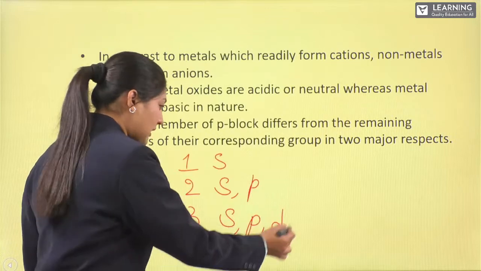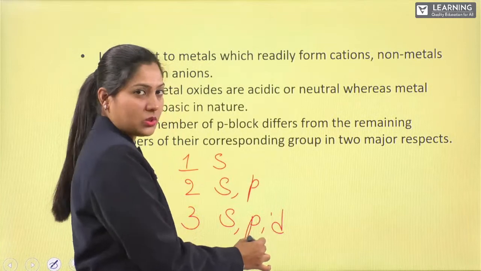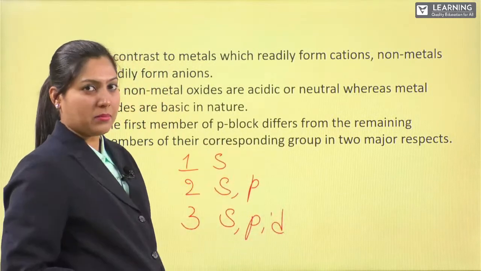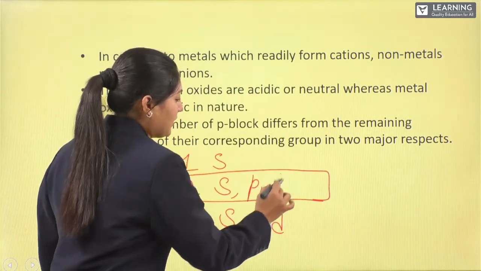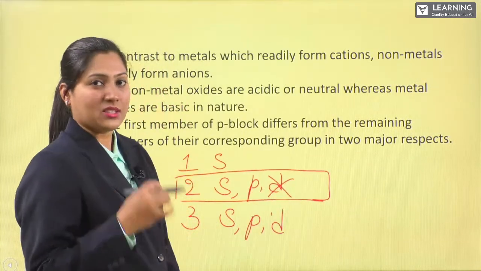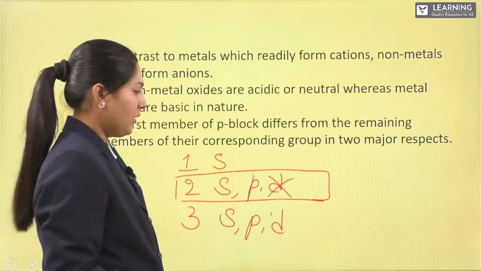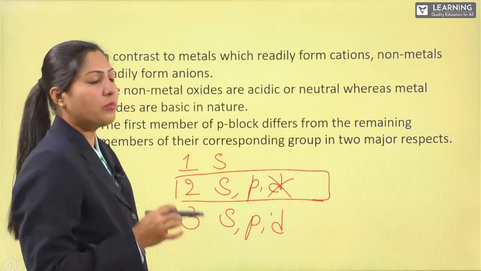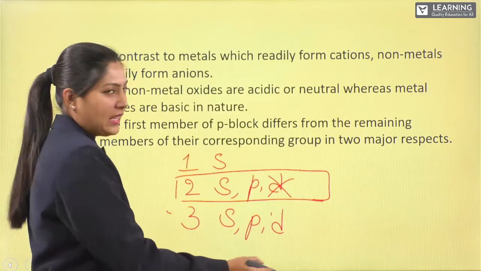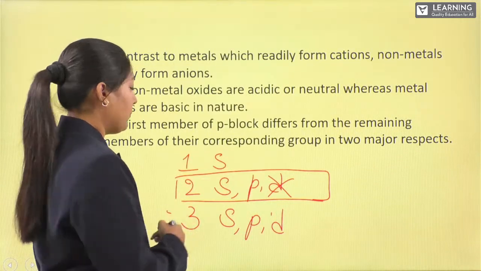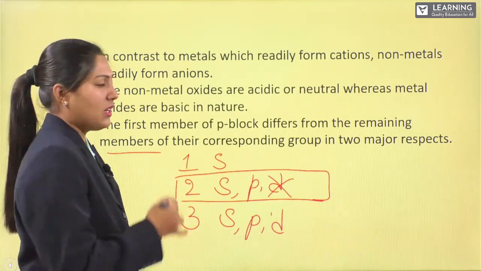Either the electrons are there or not, that doesn't matter. If they have the empty orbital also, they can take them in hybridization. But for second period, we don't have d orbital here. So since there is no d orbital, we cannot extend the oxidation states, right? So the first members of P block differ from the other elements or other periods. You can also say that as other members in the same group.